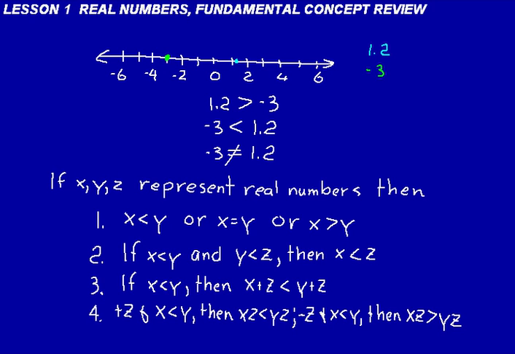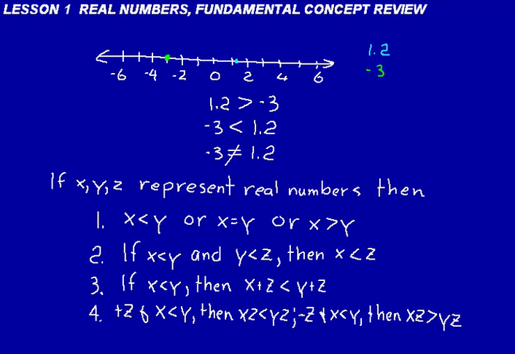Euclid has 10 postulates. If you remember Euclid's postulates from Algebra 2 and Advanced Mathematics, he has 10 postulates, and the seventh one is basically what that statement 3 is saying there, except the seventh postulate said if equals are added to equals, the sums are equal to each other. Here we're saying pretty much the same thing, except we can have an inequality involved as well.